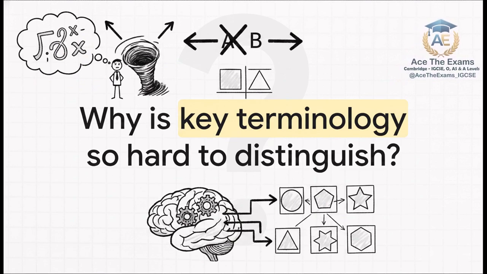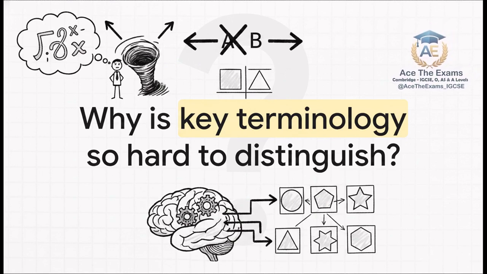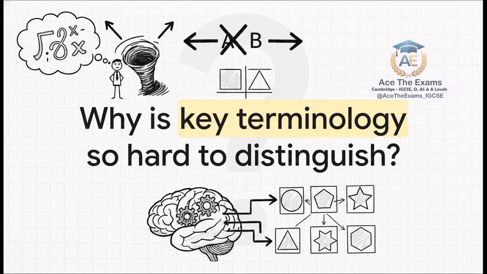When you misinterpret a command word, like confusing evaluate with simplify or exact value with a decimal approximation, your entire substitution strategy fails before you have even written down your first equation. You are essentially answering a question the examiner never actually asked.